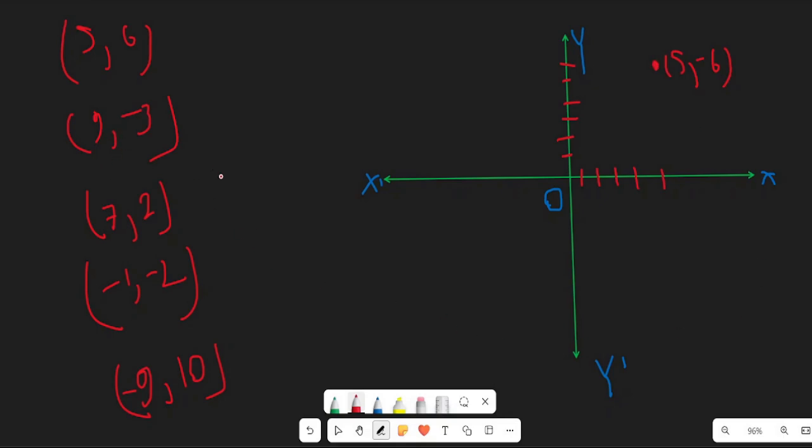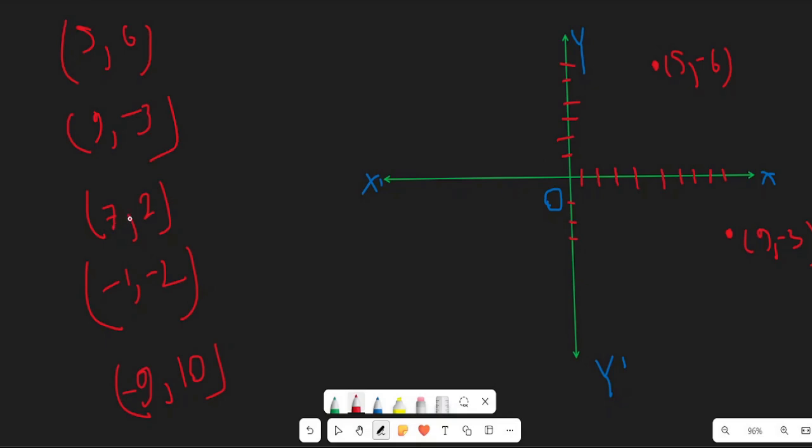Then we have (9, -3). Let's go 9 steps. Here we have the abscissa 9, and the ordinate is minus 3, so this is our (9, -3) point. And then (7, -2). Let's search for it.